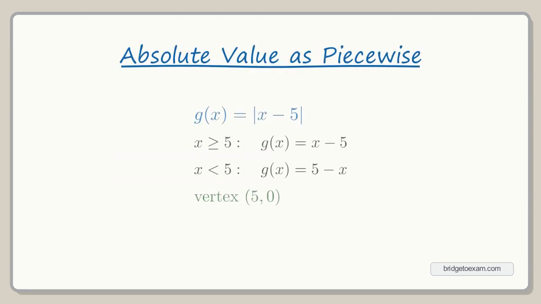For g of x equals the absolute value of x minus 5, think distance from 5. To the right of 5, the expression is x minus 5. To the left of 5, it is 5 minus x. That creates a V-shape with vertex at 5, 0.